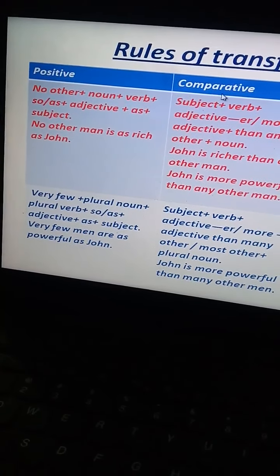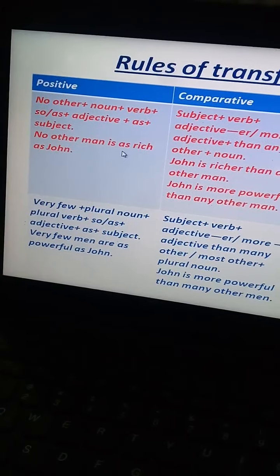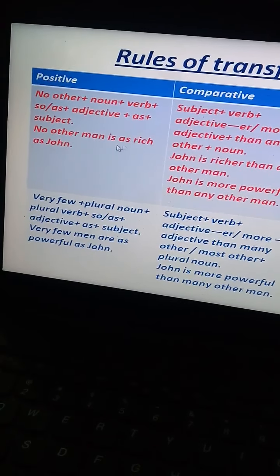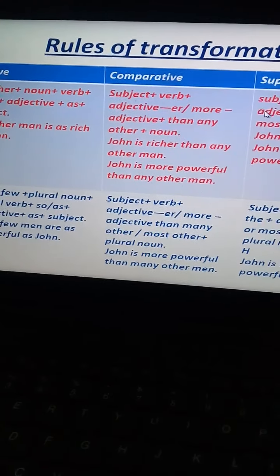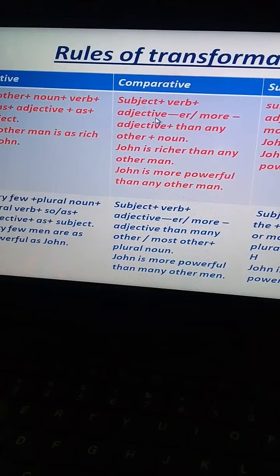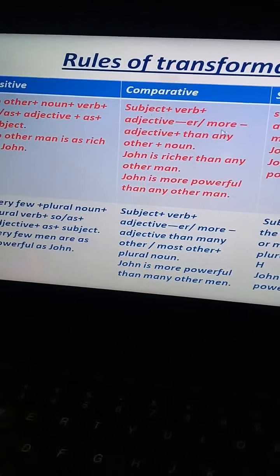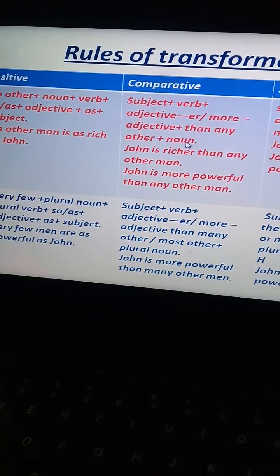No other man is as rich as John. No other, then noun man, then verb is, then as, adjective, as, and after that I have written subject John. In the comparative degree, just look at the structure: subject, verb, adjective with er or more with adjective, and after that then any other, and after that noun.